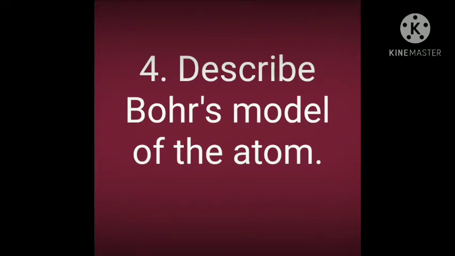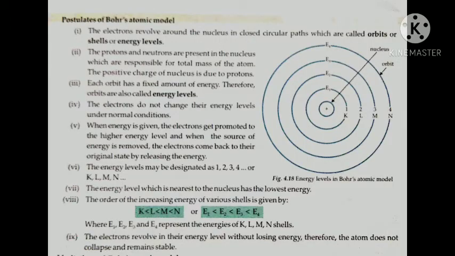Answer: Bohr's model of the atom: the electrons revolve around the nucleus in closed circular paths which are called orbits or shells or energy levels. Second point, the protons and neutrons are present in the nucleus which are responsible for total mass of the atom. The positive charge of nucleus is due to protons.